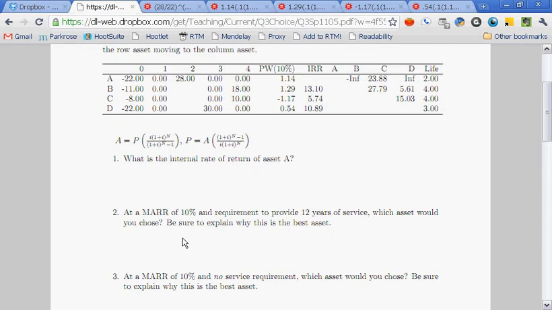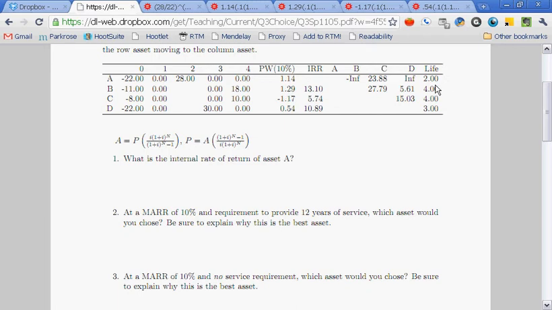Question number 2 basically says if you have to provide 12 years of service, well, that's that key that you're going to be making repeated purchases, and you should be using the annual worth criteria. Those calculations are just taking the present worths, which are already calculated for you, and then stretching out those values by looking for A given P over the life of the assets, which are given over here on the right-hand column. So what you're doing is taking 1.29, looking for A given P, interest rate 10%, with n equal to 4, and that'll give you the annual worth of asset B.